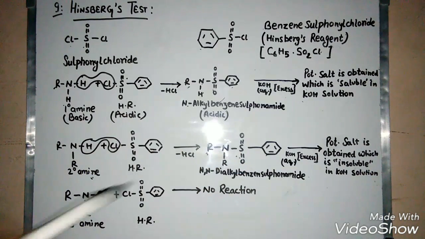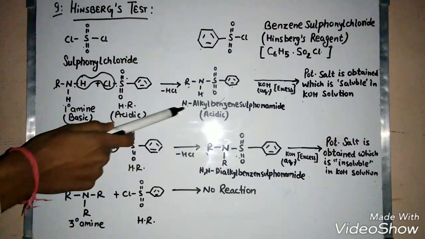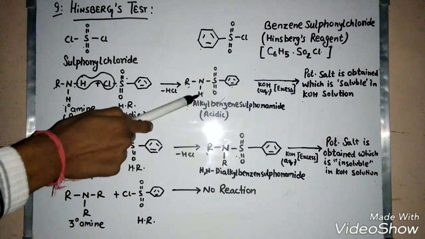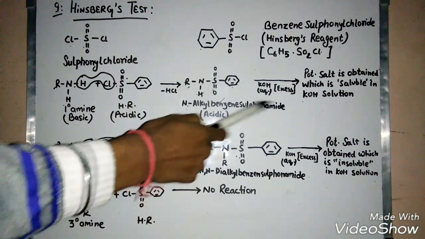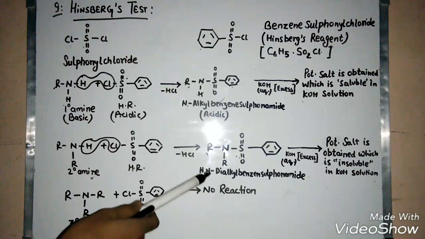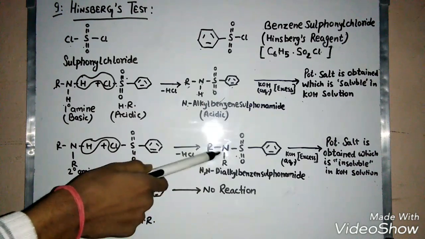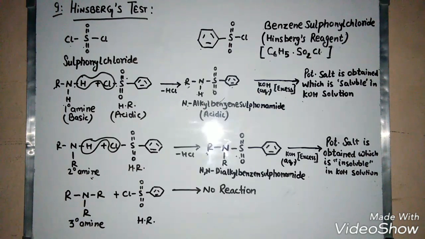The reason is that the H atom bonded to nitrogen in this compound is highly acidic, so it forms a soluble salt with KOH solution, whereas there is an absence of this acidic H atom in N,N-dialkyl benzene sulfonamide. Therefore, its potassium salt will not be soluble in aqueous KOH, whereas 3 degree amine does not react with Hinsberg's reagent. So this test can be used to distinguish between all these 3 types of amines.